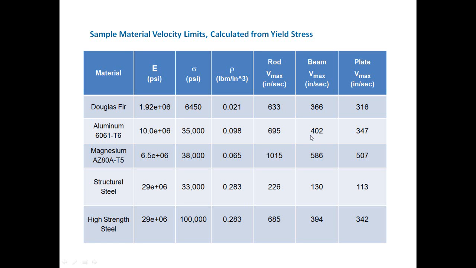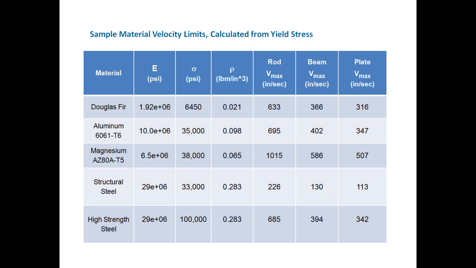So that's kind of interesting. And I think the example we just did for our cantilever beam was about 100 to 110 inches per second. So we were well within the yield limit for aluminum in a beam configuration. Then you can see these other materials as well. Structural steel for beam and then plate. Let's go to structural steel and plate.